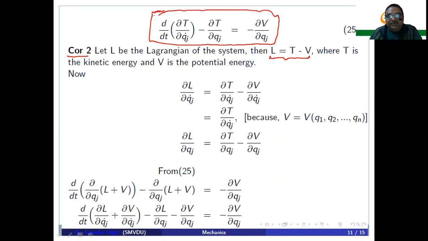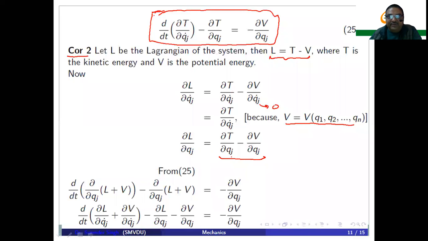Now, if you look at the situation here, del L by del Qj dot is equal to, you are differentiating this equation with respect to Qj dot. So you get del T by del Qj dot minus del V over del Qj dot. But you know, V depends on Q1, Q2, Qn, not on the dots, Q1 dot, Q2 dot. Therefore, this part is equal to 0. So del L by del Qj dot is equal to del T by del Qj dot. Now we are differentiating it with respect to Qj. So we are getting this quantity. So from here you have obtained the value of del L by del Qj dot and del L by del Qj equal to this quantity.